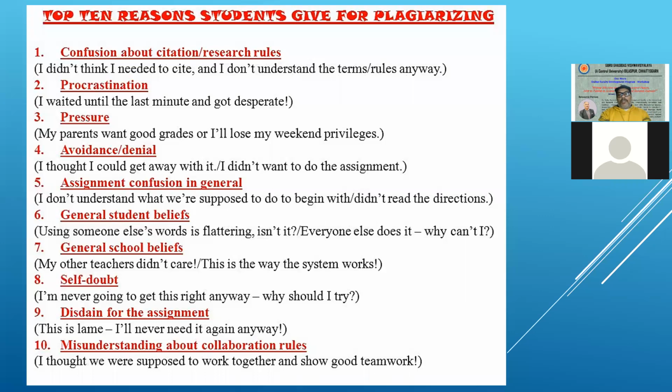Misunderstanding about collaboration. This is also another area of research and plagiarism. So the tenth point is very important: misunderstanding about collaboration rules. The rule is written clearly: your research work should be under 10% plagiarism. 10% is the maximum, but people are not listening. People are submitting their thesis with 42% plagiarism.